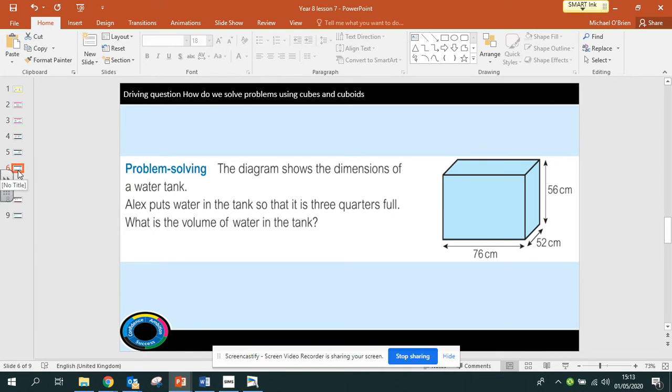The diagram shows the dimensions of a water tank. Alex puts water in the tank so that it is 3/4 full. What is the volume of water in the tank? So as well as finding the volume of the tank, we've actually got to find out a fractional quantity of that volume as well. So there's a fair amount of work in this, but nothing that we can't do, especially with a calculator. This is a question that really does need a calculator. So when you're ready to start, pause the video, and when you've finished doing the question, put the video back on and we'll go through the answers.